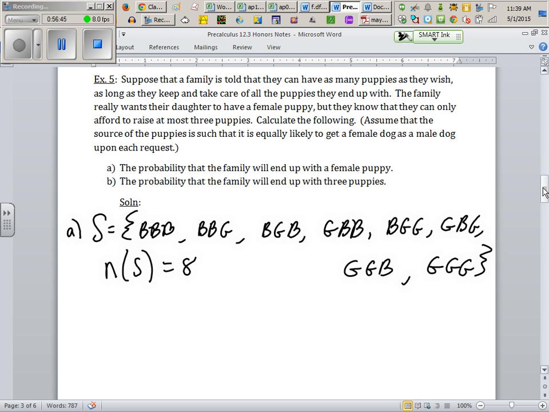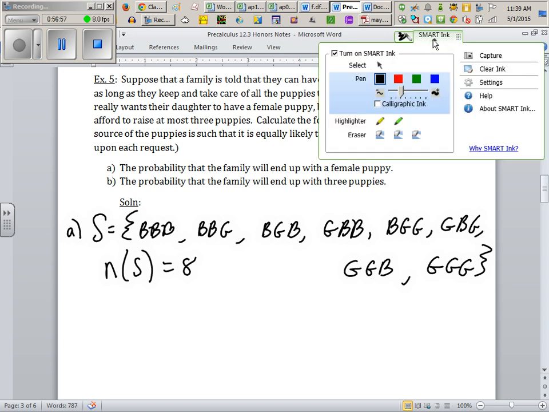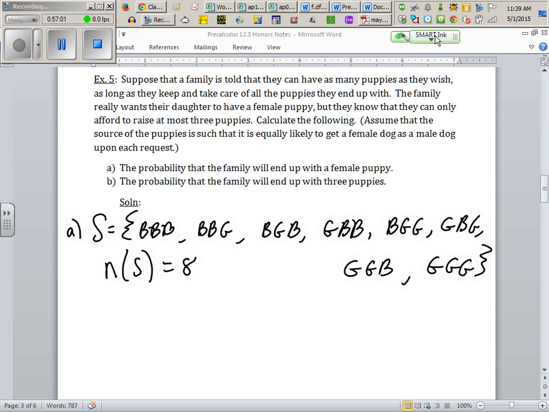The question is simply, what is the probability the family will get a female puppy? Female puppy, that'd be girl. 7 of these 8 are considered success.